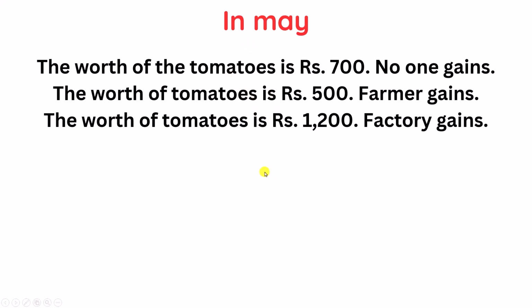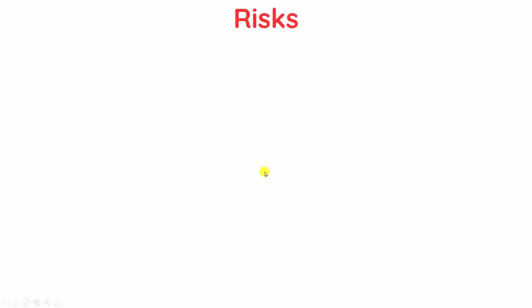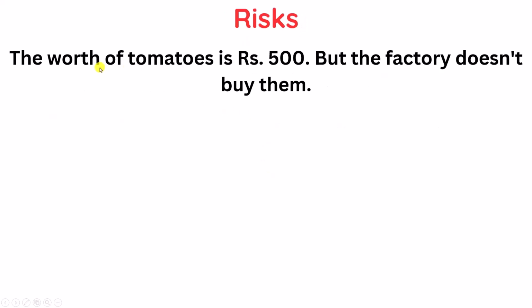Now there are risks too. What are the risks? Let us say that the worth of tomatoes in May is rupees 500, but the factory doesn't buy them. Okay, the factory refuses to buy them. So the factory says, I am not willing to pay 700 rupees because they are worth only 500, so I am not going to buy them. So what happens to the farmer? Where should he go? Correct? So this is a risk here.